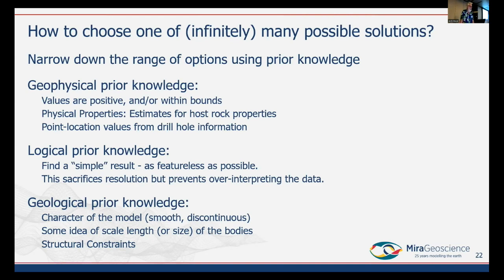We can use logical prior knowledge, which is just looking for the simplest possible answer with as little detail as possible, which is sacrificing resolution, but stops you over-interpreting your data. And we can use geological prior knowledge, like what the character of the model is. Do you expect an interface to be gradational or sharp? Is it a faulted boundary, in which case it'll be nice and sharp? Some idea of how big the things you're trying to model are likely to be.